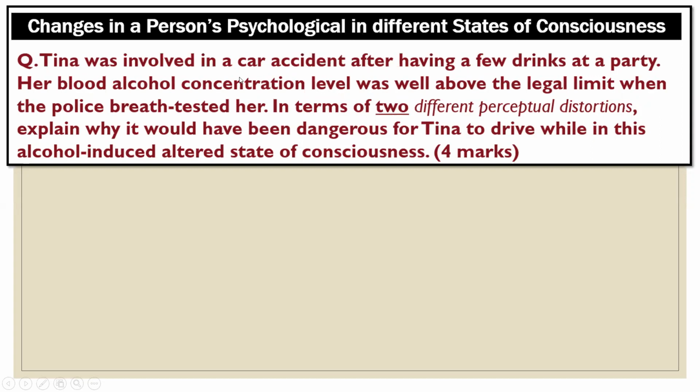I'll read the question. Tina was involved in a car accident after having a few drinks at a party. Her blood alcohol concentration level was well above the legal limit when the police breath tested her. So she's obviously in an alcohol-induced altered state of consciousness. In terms of 2 different perceptual distortions, explain why it would have been dangerous for Tina to drive while in this alcohol-induced altered state. Perceptual distortions are to do with our senses, remember? So think about two senses that might be differently perceived by Tina now that she's under the influence of alcohol, and then explain how that would have been dangerous for her as she was driving.